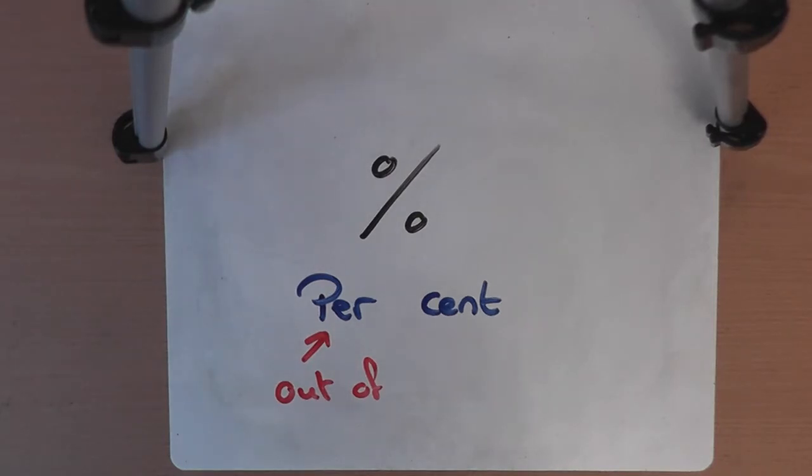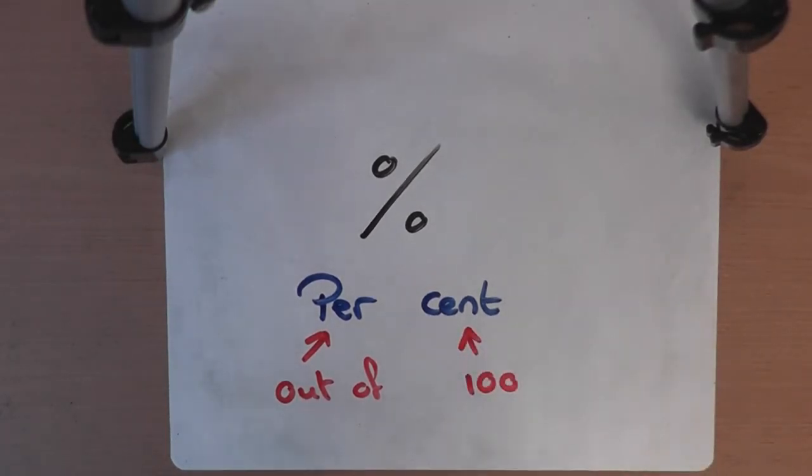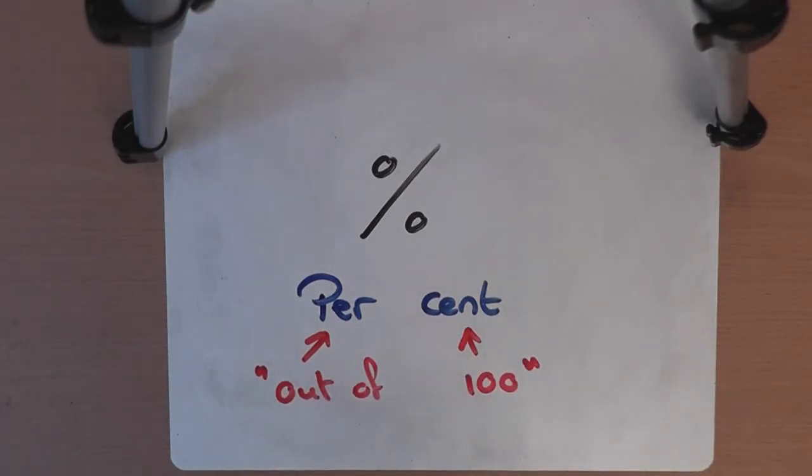And then there's this word cent. Now think about where else we hear that. Centimetres. There are 100 centimetres in a metre. There are said to be 100 legs on a centipede. There are 100 years in a century. There are 100 cents in a dollar. And this word cent just means 100. In the same way that tri means 3, quad means 4, and so on. Cent means 100. So per cent literally means out of 100.